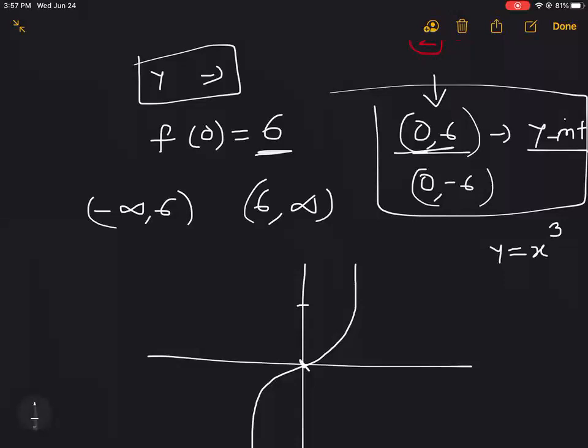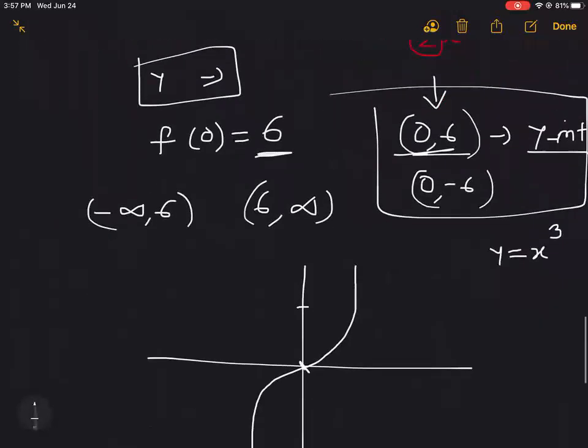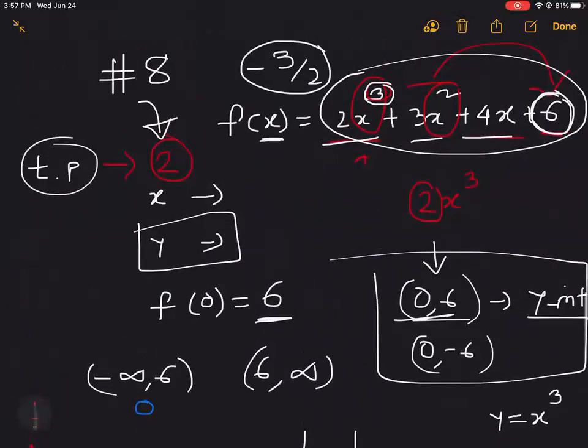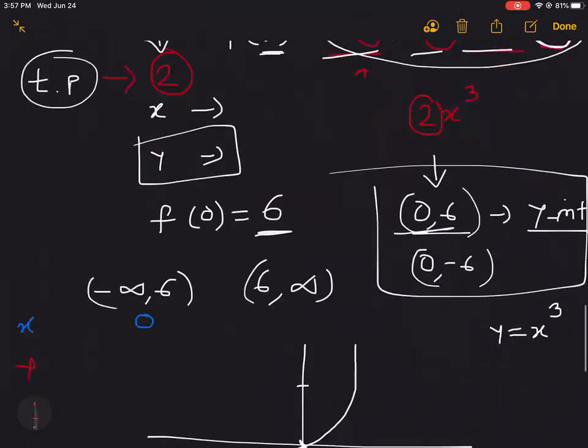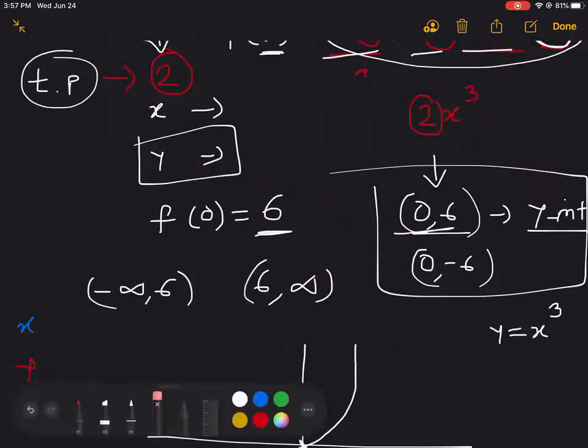Okay, so if I take a value, let's say 0 from this, my functional value, if I plug in a 0, will be 6, right? I already know that, so let's avoid that. Let's plug in 1 instead, or -1. Yeah, -1 will be a good choice.